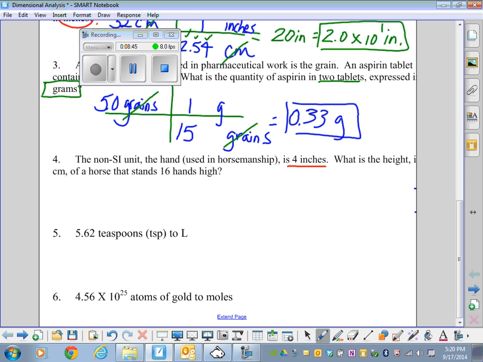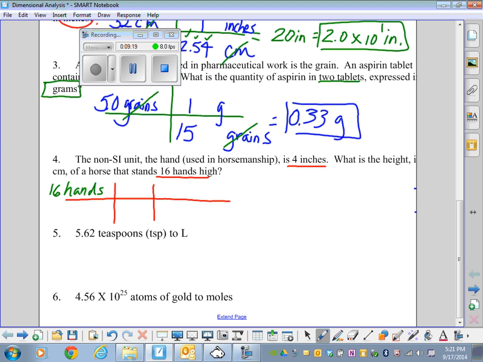All right, so we have the hand, which is a unit of measurement, equal to 4 inches. And we're asked to find out what the height in centimeters of a horse is that stands 16 hands high. So we're given 16 hands, and we need to find centimeters. So we're going to have a couple steps for this. Hopefully we know that conversion factor.